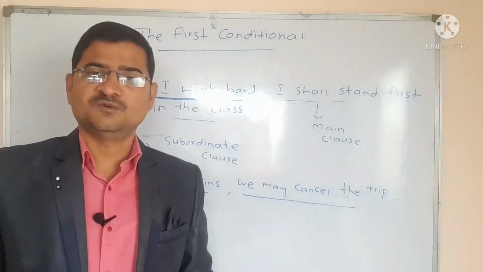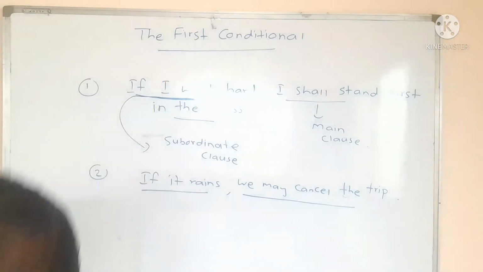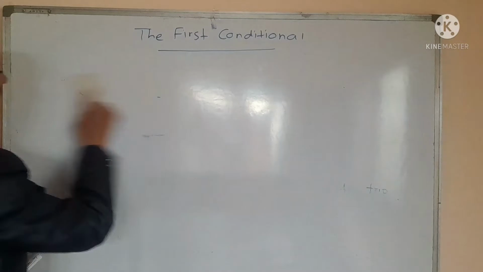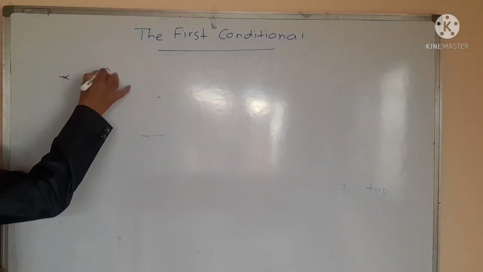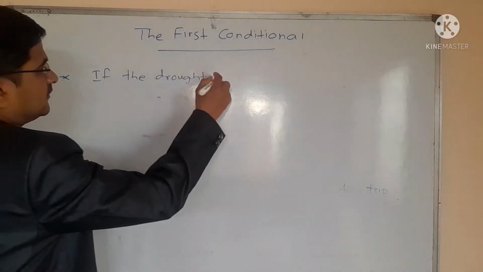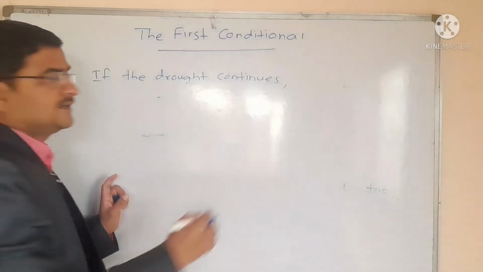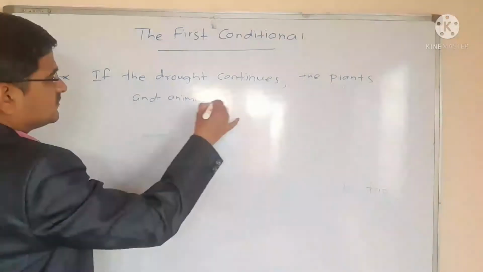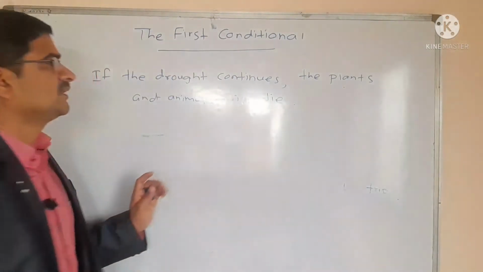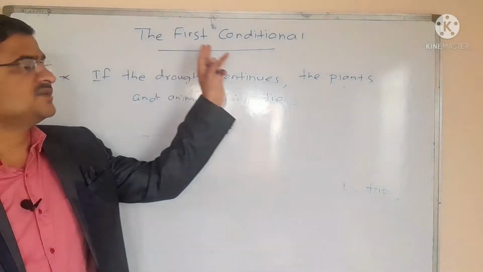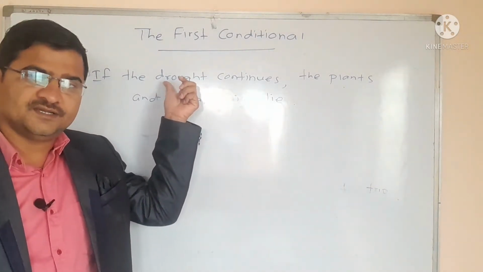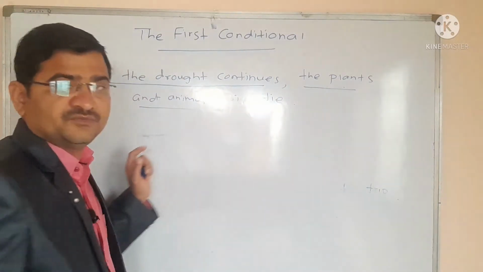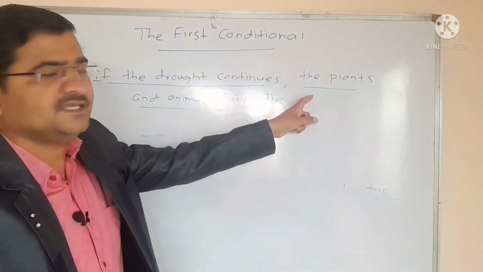I will write a few other sentences on the board so that you will understand the chapter in a proper way. Please have a look at the board. If the drought continues, the plants and animals will die. So this is also an example of the first conditional. Here we have used simple present tense in the subordinate clause, and in the main clause we have used simple future tense. If this thing happens, that thing will happen.